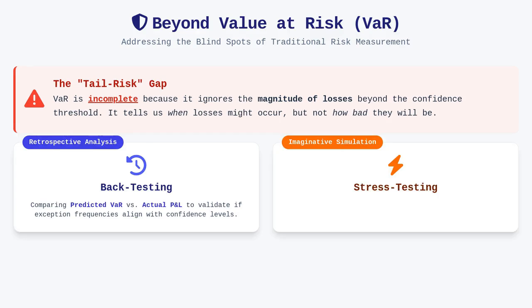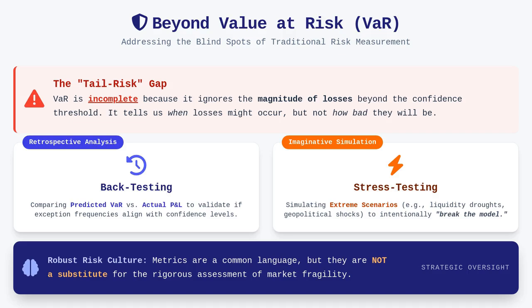Stress testing, however, takes a more imaginative approach by simulating extreme, low-probability scenarios, such as a liquidity drought or a localized geopolitical shock. By intentionally breaking the model through these stress scenarios, risk managers can visualize the potential tail risk impacts that standard VAR metrics are mathematically designed to ignore. Maintaining a robust risk culture requires recognizing that while these metrics provide a common language for discussion, they are not a substitute for the cautious and rigorous assessment of market fragility.